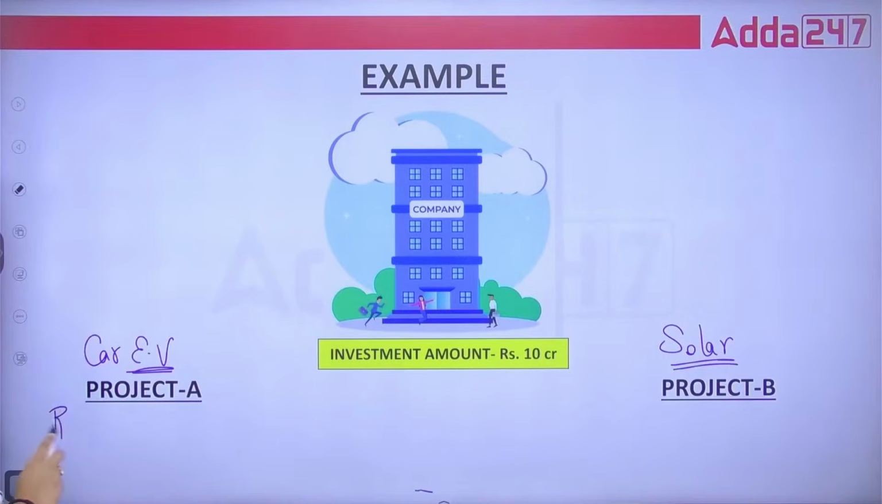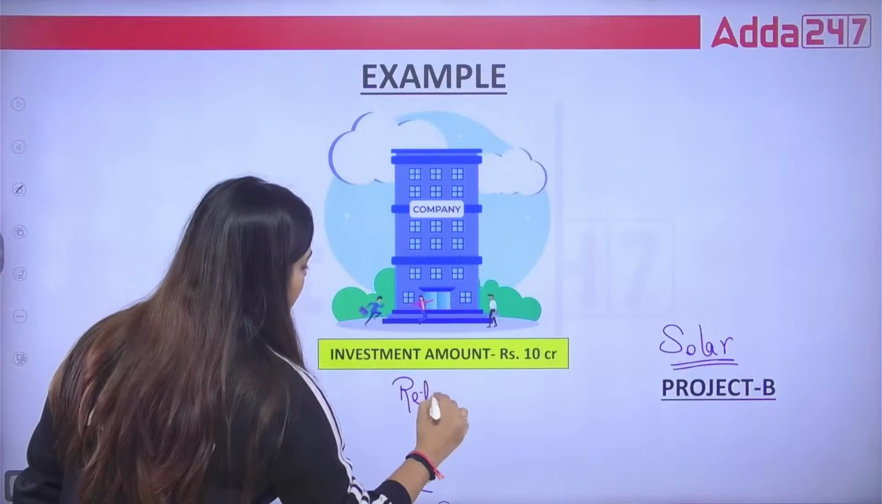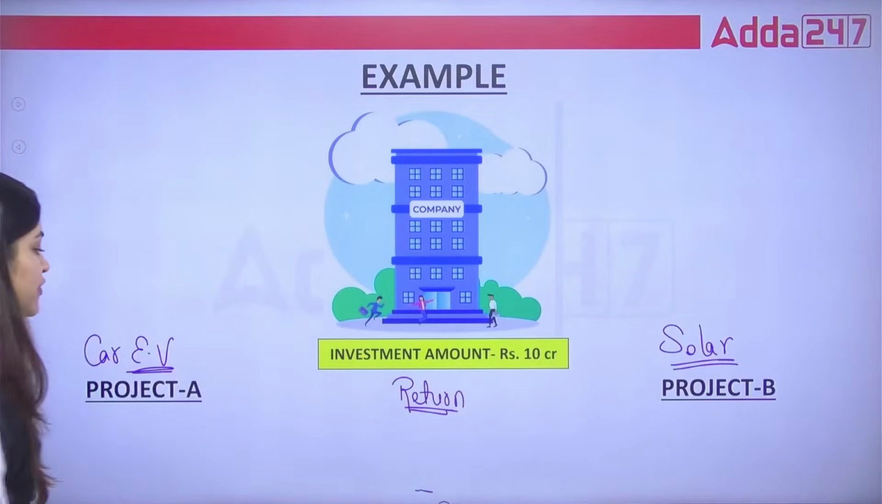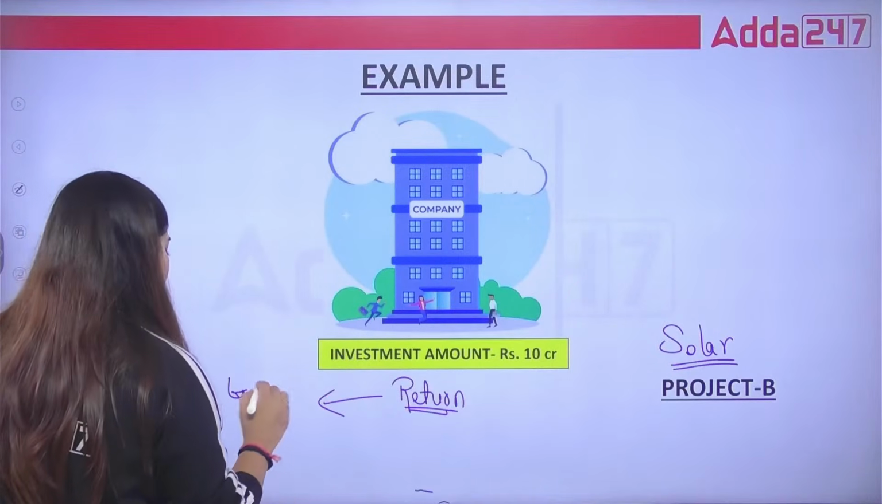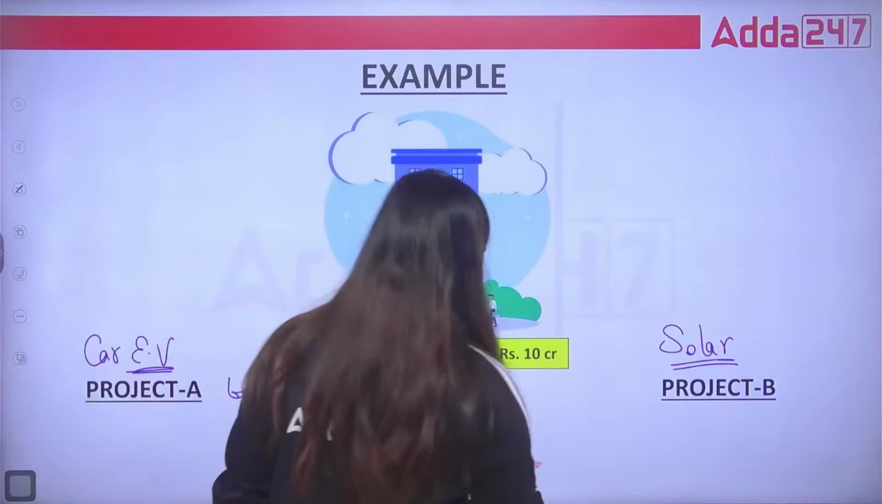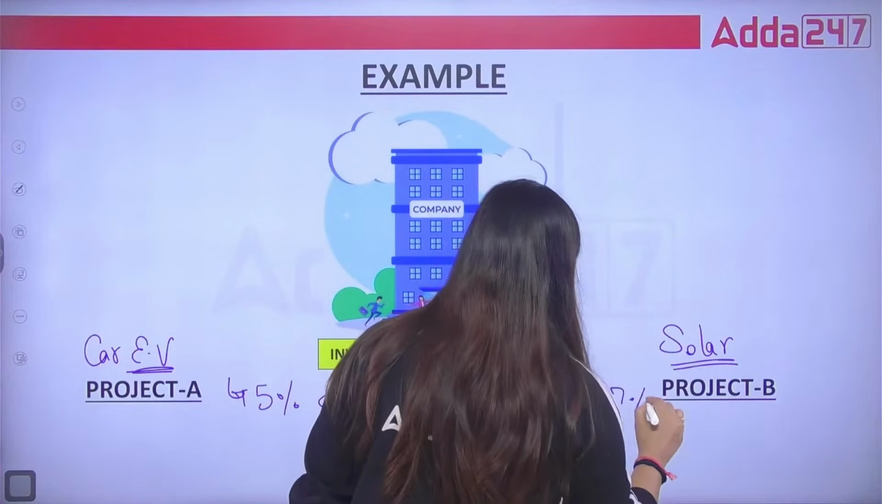What they will search, the next thing, they will start analyzing, evaluating. So, the first thing they will talk about is the return. If they start this electronic vehicle, what return can they earn? Here, they can earn, suppose, 45%. This is the return amount. If they go with the solar panels, they can earn, suppose here, 27%.